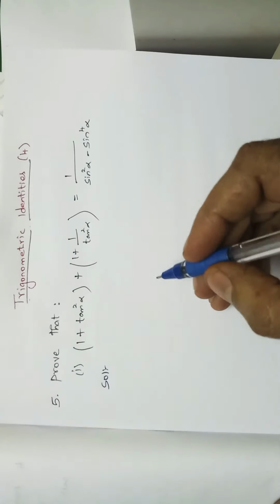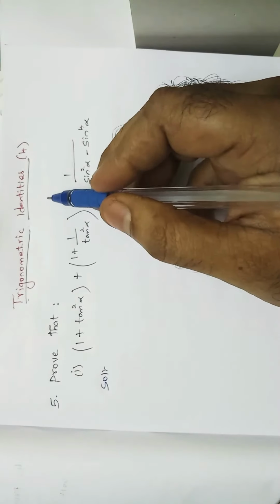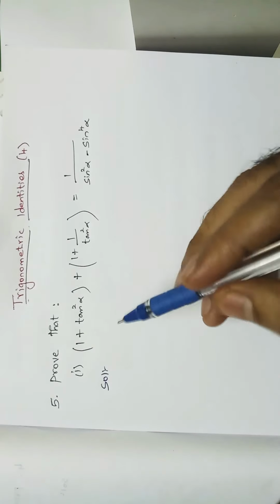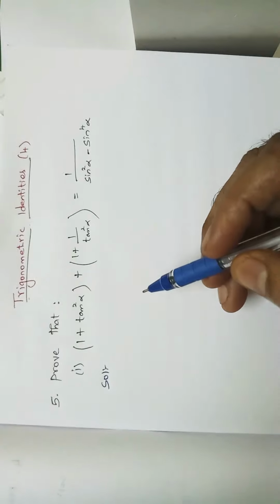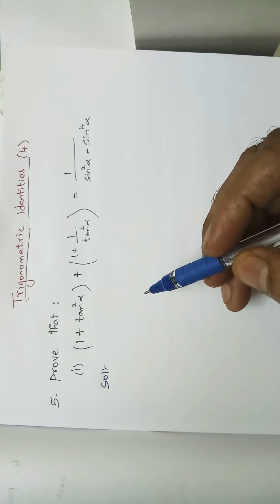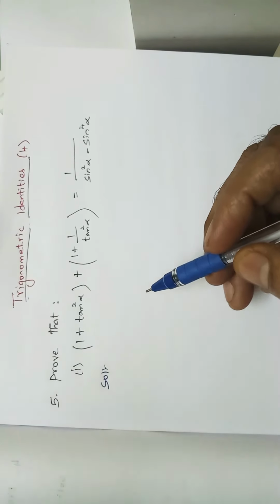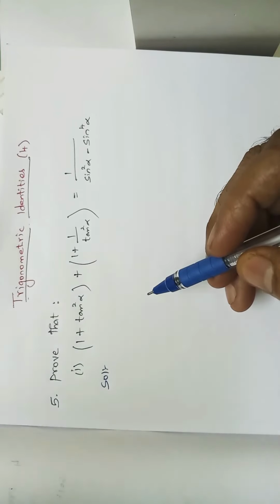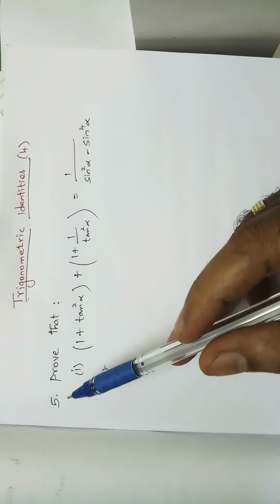Hi students, today we are going to see trigonometric identities. In the last 3 classes we have discussed nearly 15 sums, and we are still going to practice more sums. Now we are coming to sum number 5.